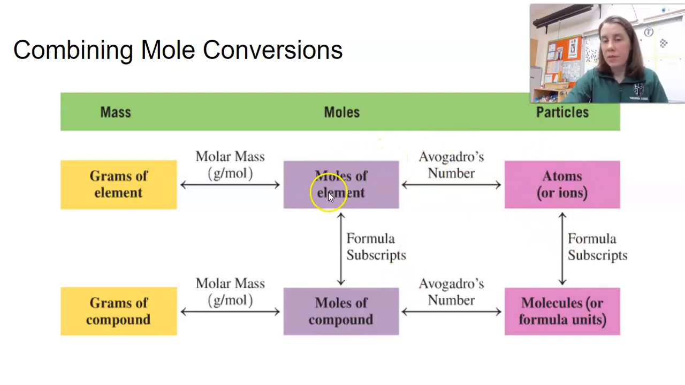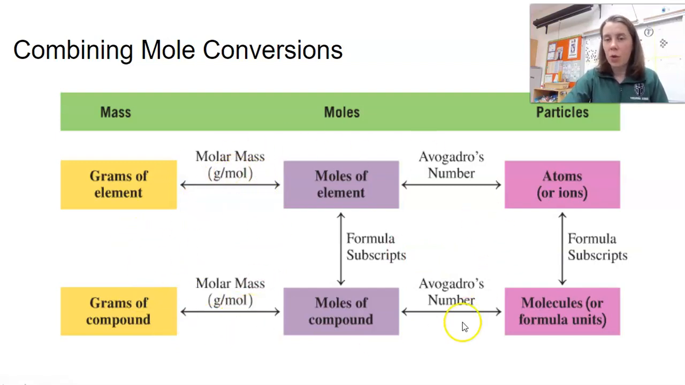We've gone from moles of element to moles of a compound, or number of atoms to number of molecules using the subscripts in our formula. And then, back and forth between moles and molecules. So the conversion factors we've used prior to this lesson are Avogadro's number, and then also the subscripts in our molecular formula. And now in this lesson, we just added molar mass, all right?